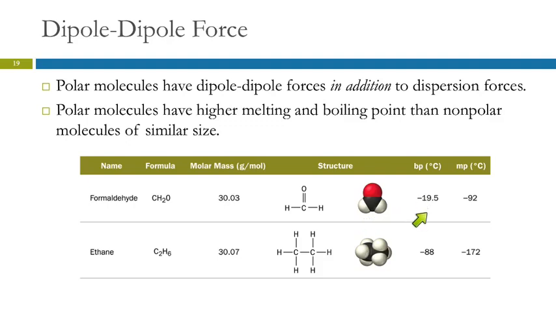So if we look at the boiling point, this boils at minus 19. The other one boils at minus 88. So this is a much lower boiling point. That tells us that the forces that are holding these pieces together as a liquid are weaker than the ones holding these molecules together. Does that make sense?